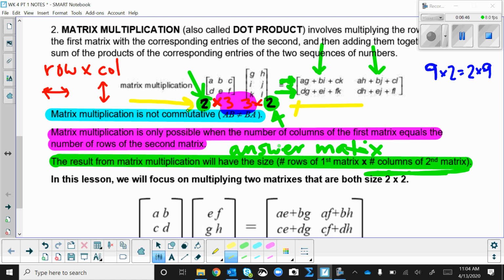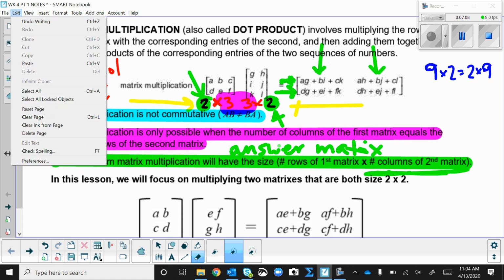Okay, so that's fine. But how do you get the answers that go into your answer matrix? So that's what we're going to talk about next. And this is the actual process of multiplying matrices. So I'm going to erase all that stuff that I highlighted here so that we can see things a little more clearly.